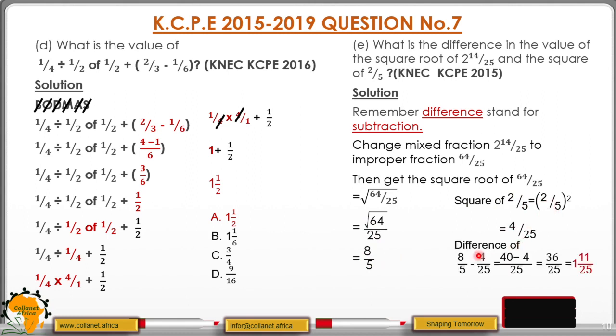Then get the difference. So 8 over 5 minus 4 over 25, LCM is 25. 5 times 8, you get 40. 25 divided by 25, you get 1 times 4, you get 4. So this will be 36 over 25, which is 1 whole number, remainder 11 over 25. So that is our answer. So choice C is our correct answer.